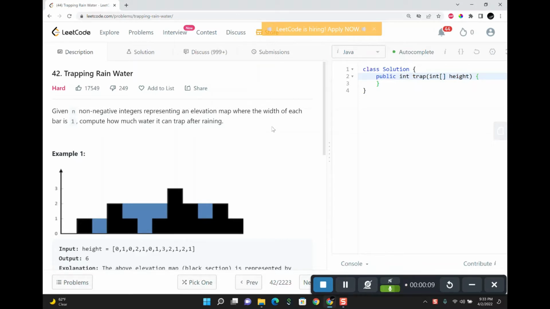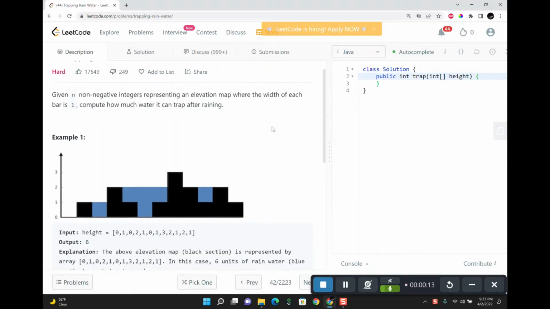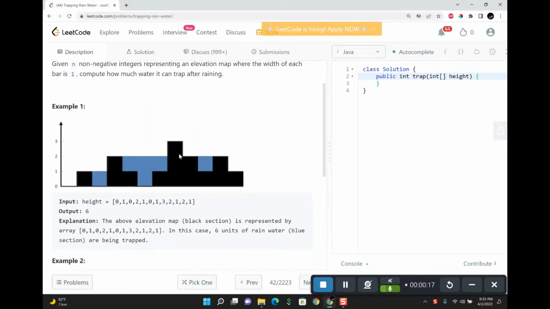So given n non-negative integers representing an elevation map where the width of each bar is 1, compute how much water it can trap after raining. If you take a look at this example below with the elevation map provided in black as the input, we can fill up water in all the areas highlighted in blue for a total of 6 units of water. So now let's solve the problem.